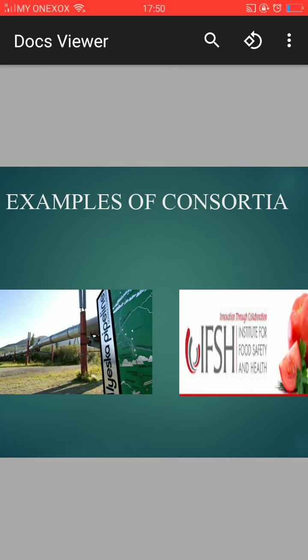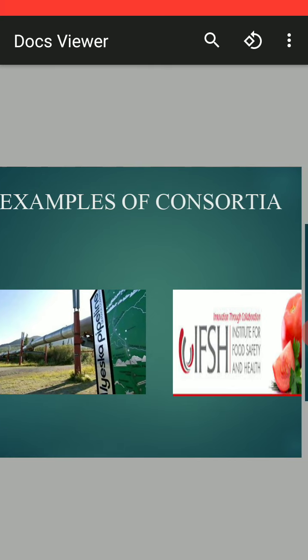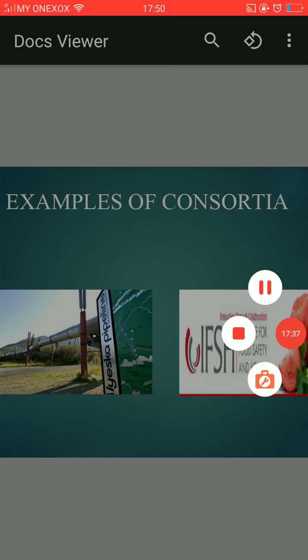The second example is the Institute for Food Safety and Health. This is also an example of a consortium that consists of Illinois Institute of Technology, the Food and Drug Administration Center for Food Safety and Applied Nutrition, and also members of the food industry. Among the work they have done is to assess new food safety, processing, packaging systems, chemical methods, and risk management strategy. Okay, that's it for chapter 5.